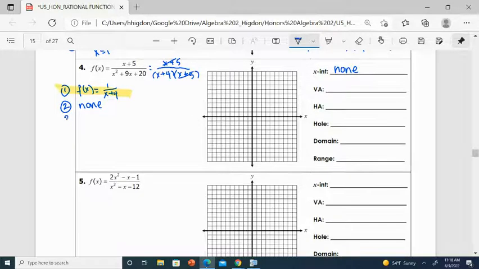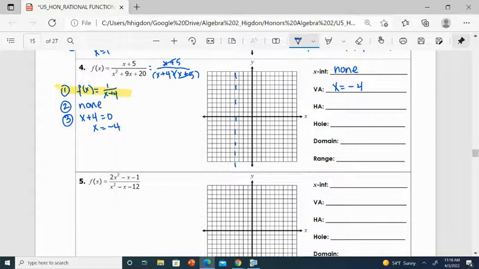Step number 3, you are to find your vertical asymptote by taking the denominator and setting it equal to 0. The denominator is x plus 4, set it equal to 0, and solve. We get x equals -4. So my vertical asymptote is at x equals -4. I'm going to find -4 on the x-axis, and I'm going to draw that vertical line. I'm going to use the dash line again for that vertical asymptote.